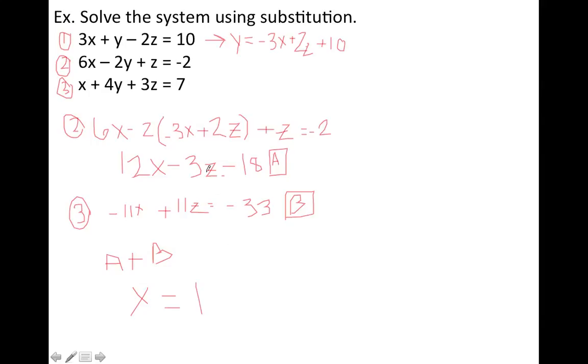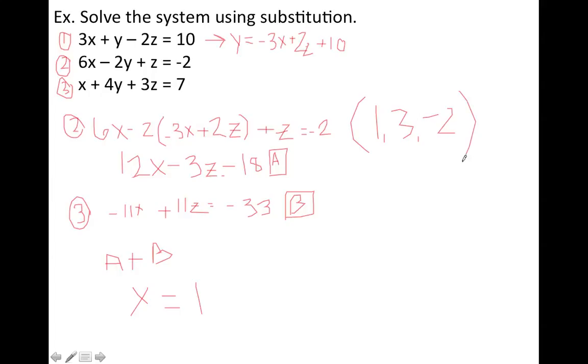And then we plug that back in to find z, and then once we find z, plug it back in to find y. When you do that, you should get 1, 3, and -2 for your solutions.